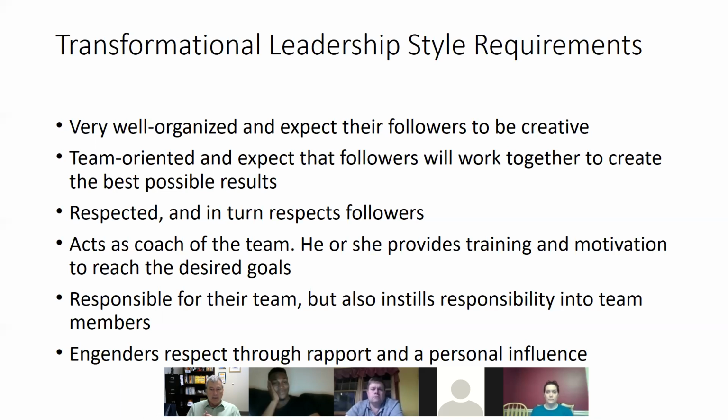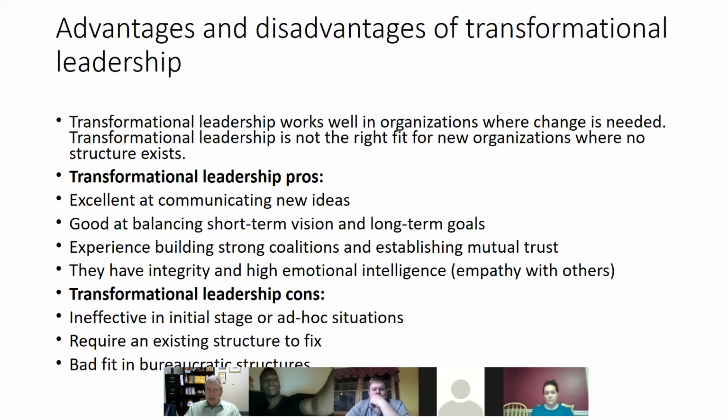All right, they need to be team oriented and expect the followers. You've got to promote team. You've got to want to be a part of that team. You've got to give them a task, and then leave that team alone to let them get the best results. You've got to respect, and of course you'll be respected. You've got to be a coach. You've got to provide the training and the motivation to reach those goals, and then you have to be responsible. And that means you have to take responsibility when the team fails, and make sure they get the credit when the team is successful. All right. And they have to have that personal touch.